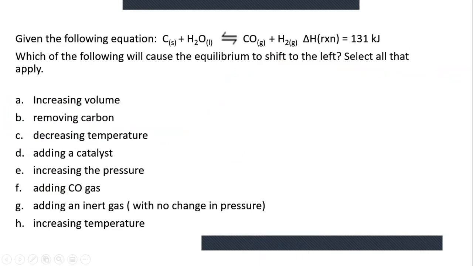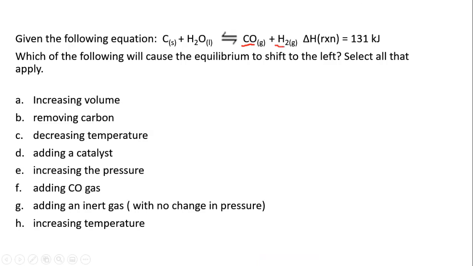So if we increase the volume, which way will it shift? And that's correct. Increasing the volume shifts to the side with more moles of gas. And so from this, we have 2 moles on the product side and 0 moles on the reactant side. So this will cause it to shift to the products, or we would say to the right.